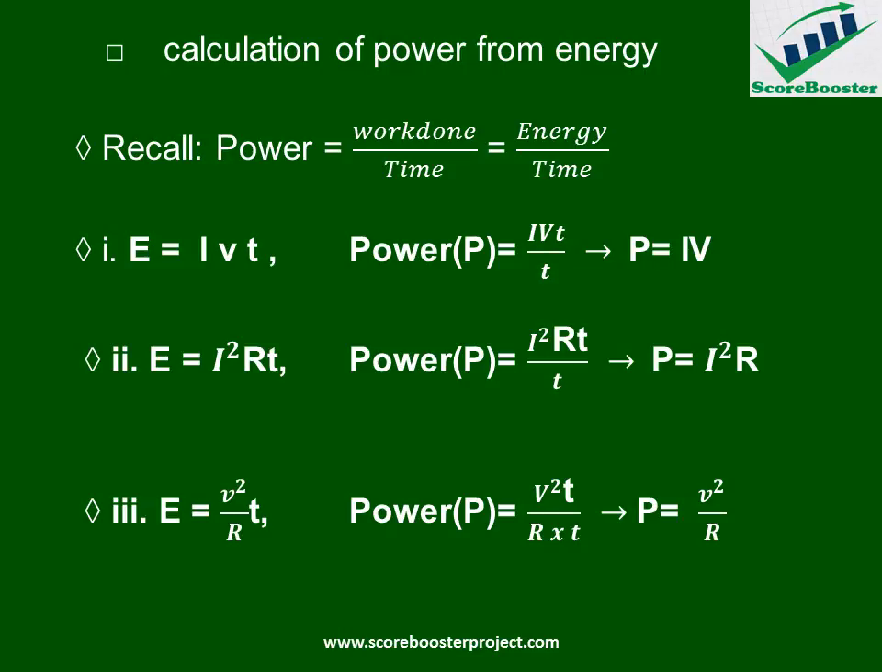The first is P equals I phi, that is power equals current times voltage. Then the second is P equals I square R. While the third is P equals phi square over R. So these three formulas are also essential for calculation of power from electrical energy.